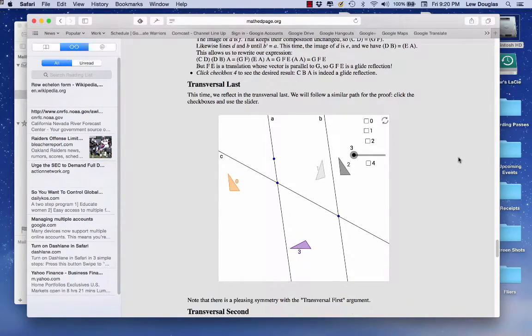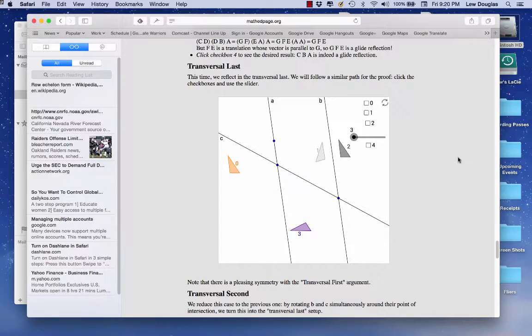This is transversal last. So the reflections are going to be in first A, then B, then C. We'll follow a similar path, as it says. So O is the original. The reflection in A gives us figure 1. The reflection in B, parallel, gives us figure 2. And the reflection in C gives us figure 3. And the claim is that this is a glide reflection.